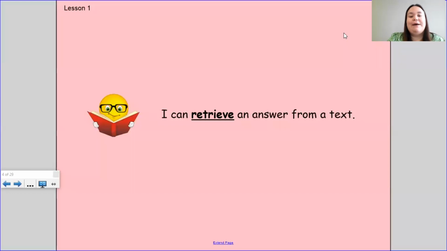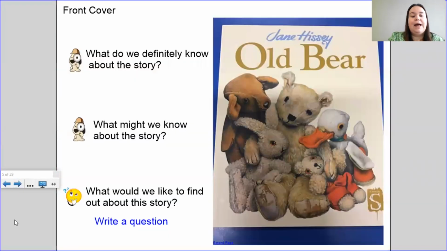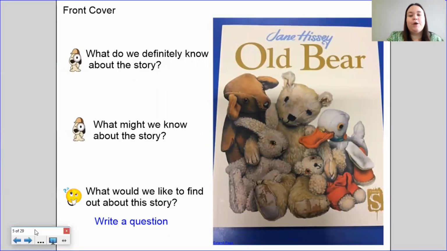We're going to start our reading lessons now. This week, the book has been split into 3 different parts. So you can either do it all in one go or split it over 3 days. Lesson 1 is all about retrieving an answer from a text. And here is the front cover of our book. We're going to be reading Old Bear by Jane Hissey.